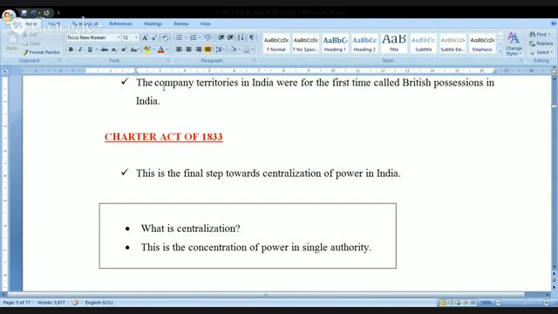So now we'll see only the political part here. That is the Charter Act of 1833. Now, this is the final step towards centralization of power in India.